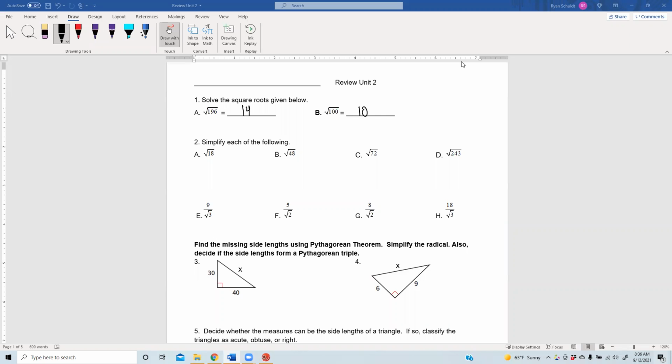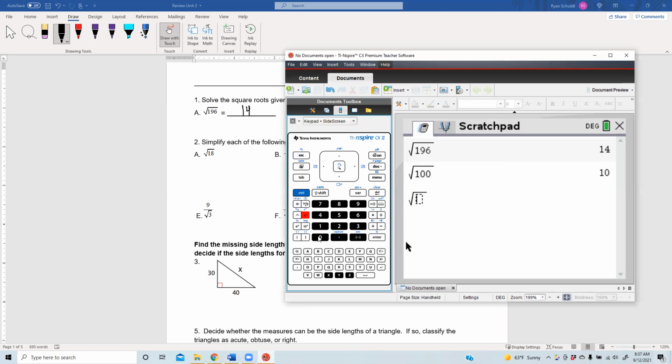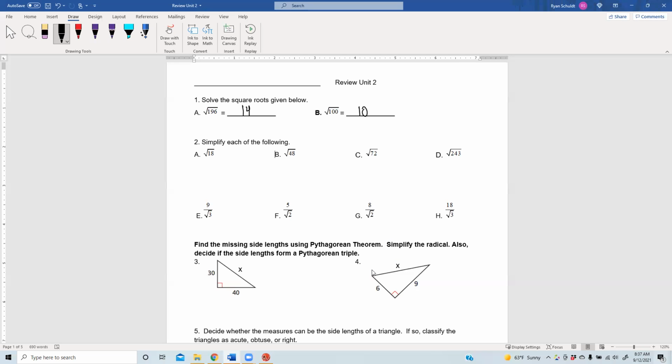But then 2, where it says simplify the following, we can't do these in the calculator. I mean, look what happens if I do the square root of 18. It's going to give me a decimal, 4.2426. Oh, I don't want all that as your answer. I want you to simplify the radical. So remember, this is where we have to find a perfect square that goes into each of these and go from there. So like 18.